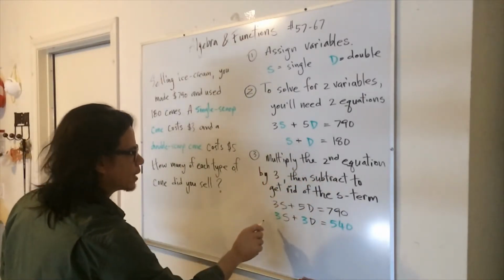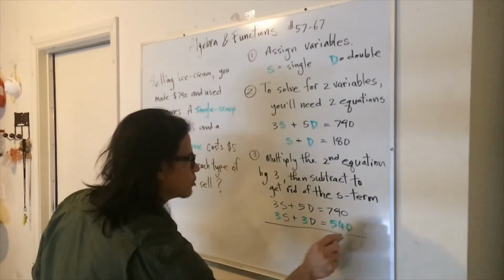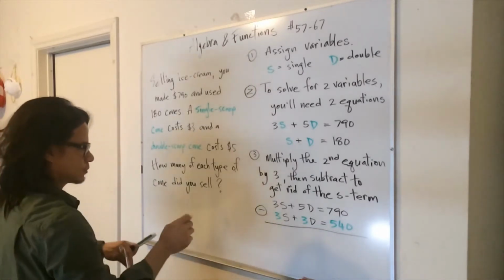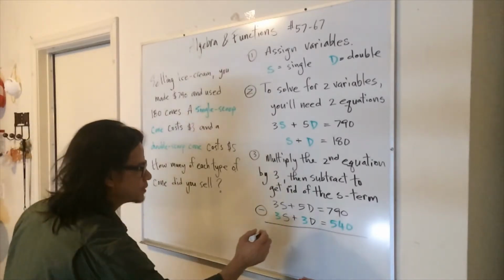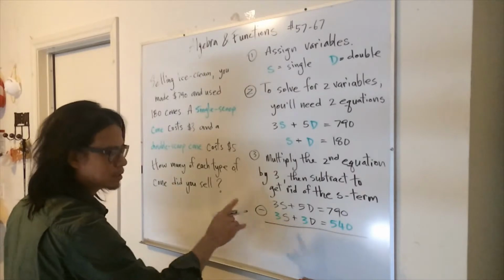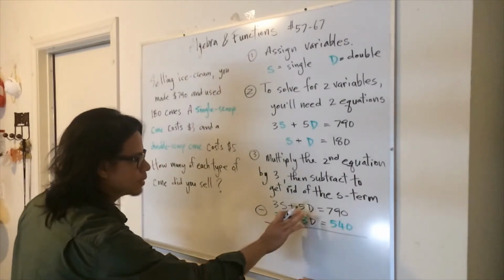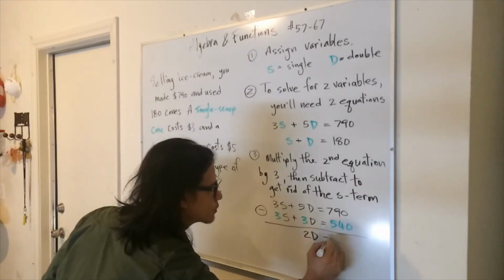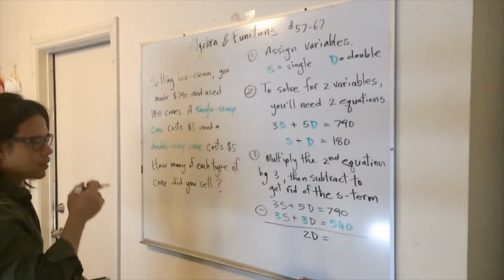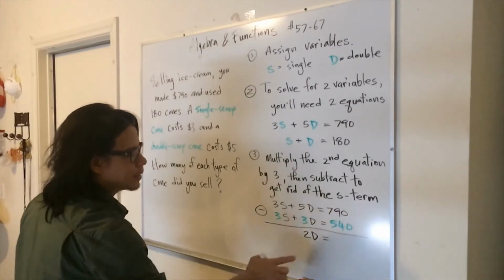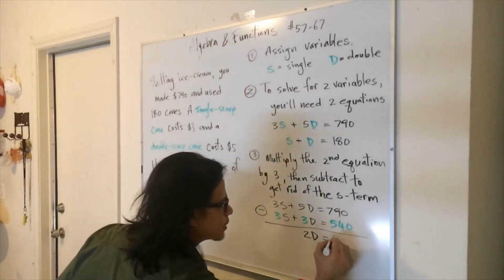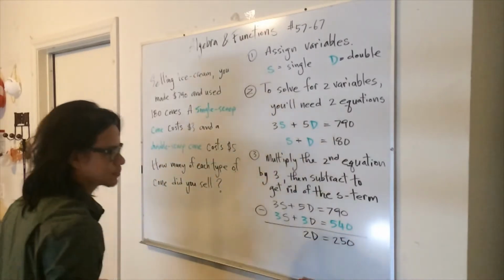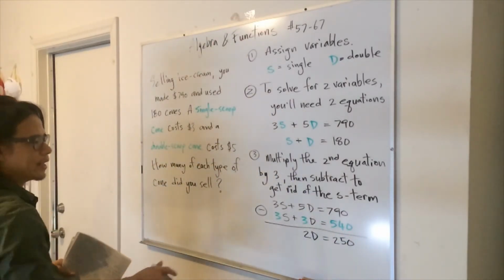Now we're going to subtract to get rid of the s term. We're going to subtract: 3s minus 3s equals 0, so I'm not even going to bother writing that down. 5d minus 3d, I have 2d. 790 minus 540, we'll have 250. Okay, we're getting there, guys.